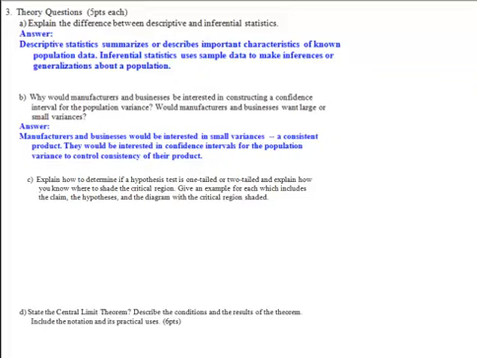For question number three, these are theoretical questions that are part of problem number 0, and I have some of the answers written up already. First one, explain the difference between descriptive and inferential statistics. Descriptive statistics summarizes or describes characteristics of a known population or data. Inferential uses a sample to make inferences or generalizations about a population.